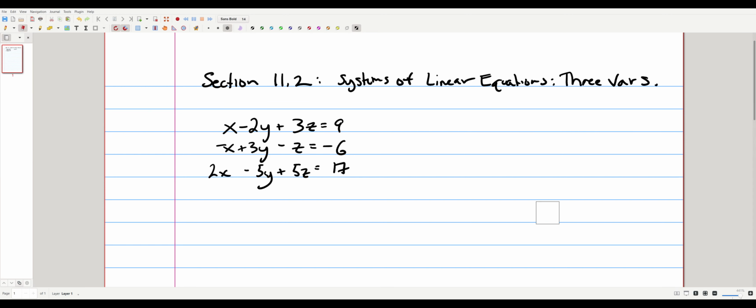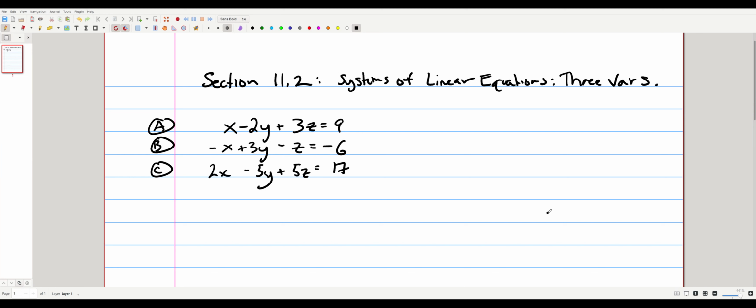Okay, so now how do we solve these guys? Well, you can use either of the methods that we learned in the last section, which is substitution or elimination. But what I would recommend for most of us, it's just a little cleaner to do elimination. So once I get past two variables, I prefer elimination to substitution.